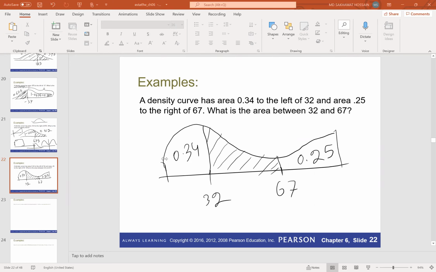Okay, I'm getting different answers. Now I'm getting 0.41, 0.41.